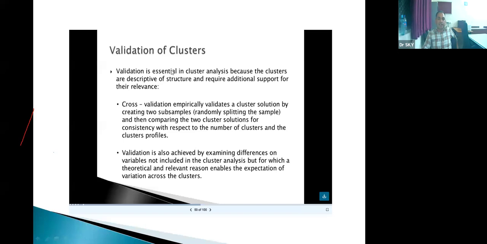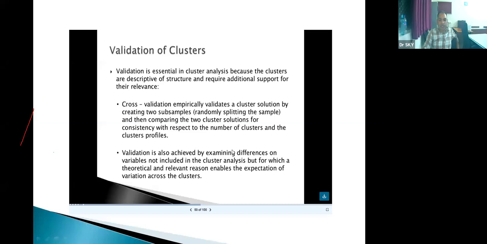Validation of the clusters. Validation is essential in cluster analysis because the clusters are descriptive of a structure. As we say, this is the drawback of cluster analysis, and clusters require additional support for their relevance. Cross-validation empirically validates a cluster solution by creating two subsamples, randomly splitting the sample, and then comparing the two cluster solutions for consistency with respect to the number of clusters and the cluster profiles. So we can randomly split the sample.